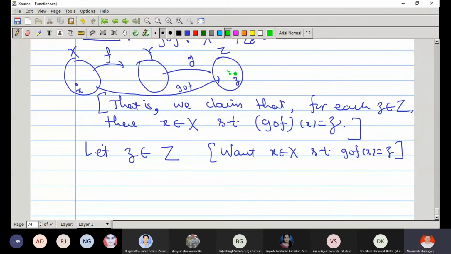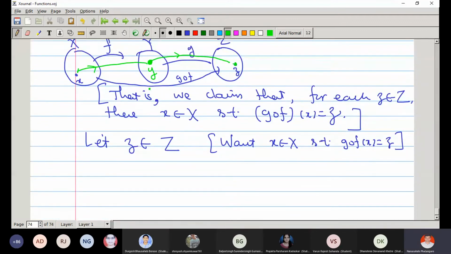What I can do naturally is go back in such a way that I can find something in Y. This is a natural way, right? Because from Z to X it is a long jump. To make our life easy, I will go to the Y which is very near, and then from Y I will look for the pre-image in X. This is a natural way, right? Do you understand what I want to say?